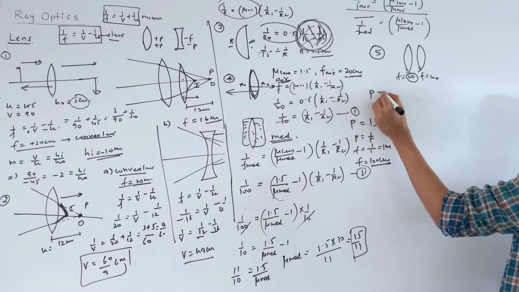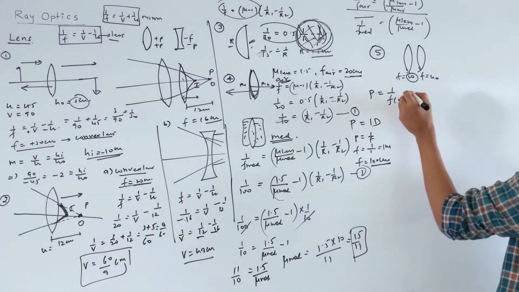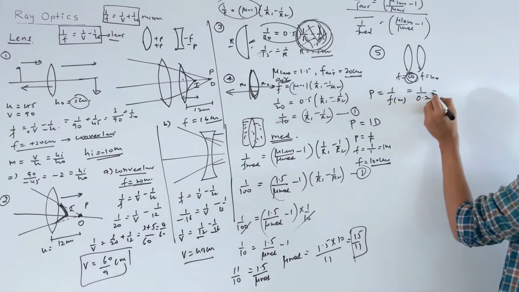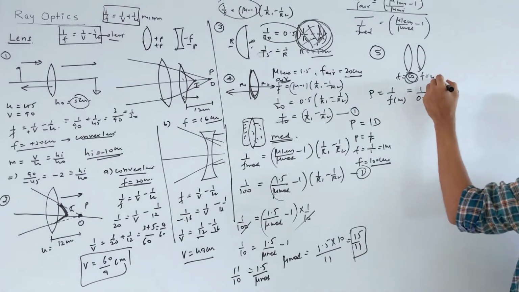Formula for power is what? 1 by focal length. This should be in meters always, SI system. So 1 by 20 centimeter, that is 1 by 0.2. So what is the answer? Plus 5 diopter. Correct. Similarly, what is the answer of this, P2?